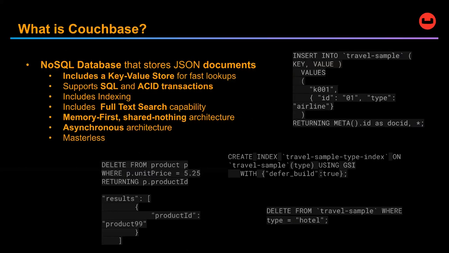Let's talk about Couchbase. Couchbase is a NoSQL database that supports transactions, SQL, and full-text search. It is a memory-first, shared-nothing, distributed architecture. What this means is that the default behavior is that you can read or write from any node. The write will be put into memory and replicated to at least one node. It'll be written to disk later. This is configurable, but then your application moves on.